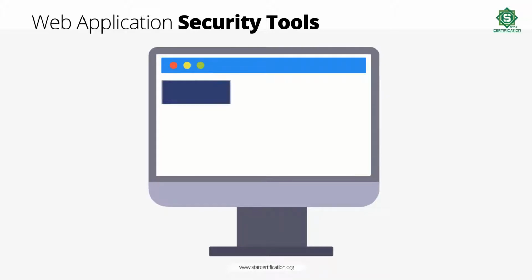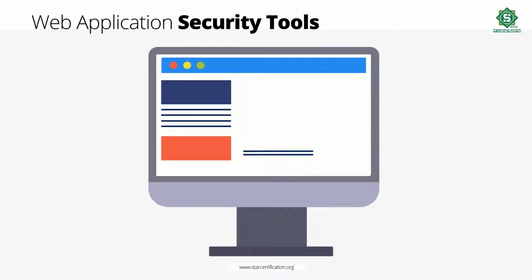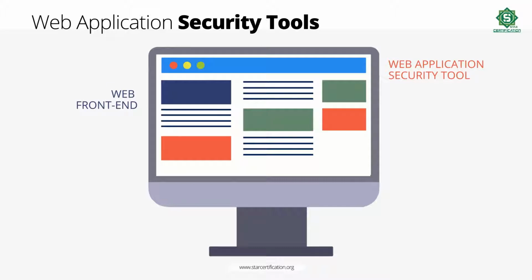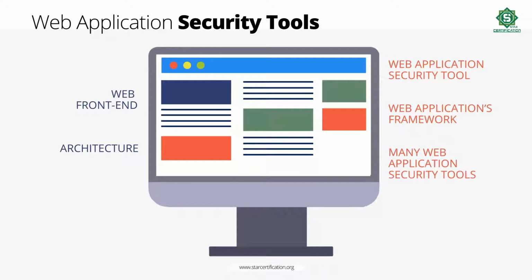Let us now learn about different types of security tools for web applications. What is a web application security tool? A web application security tool, or scanner, is a program that scans web applications to identify possible security threats through the web front end. These vulnerabilities may occur in the web application's framework or its architecture. These scanners do not access the source code. There are many web application security tools used nowadays. A list of web application security tools is shown on the next screen.